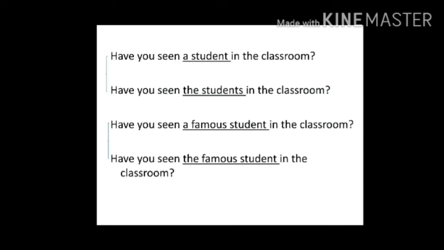Taking into consideration what we have just discussed about singularity and specificity of nouns, let us then contrast these four sentences. So in the first sentence, have you seen a student in the classroom? Obviously, you use the article a before the noun student because student is singular and it starts with a consonant sound. And then it is not referring to a particular student.